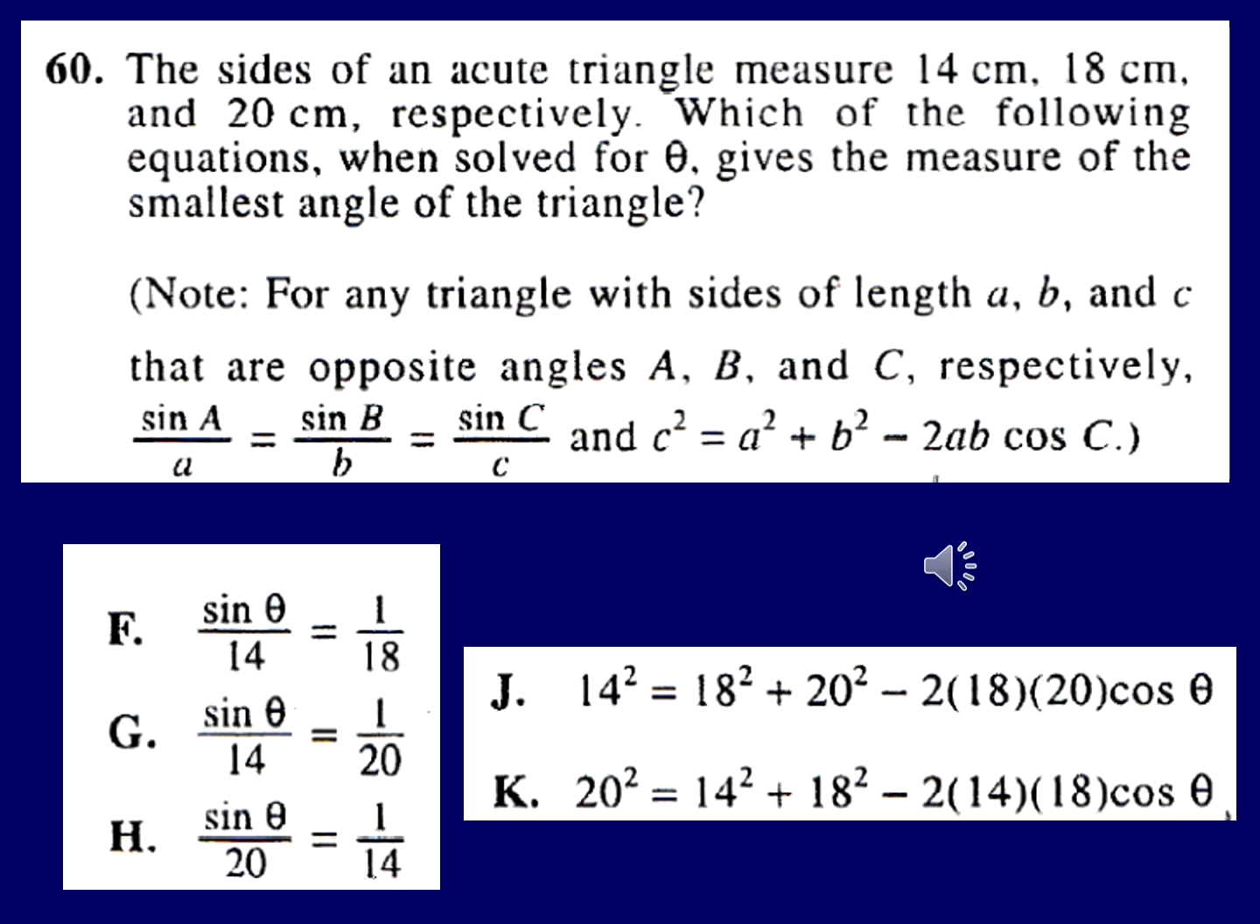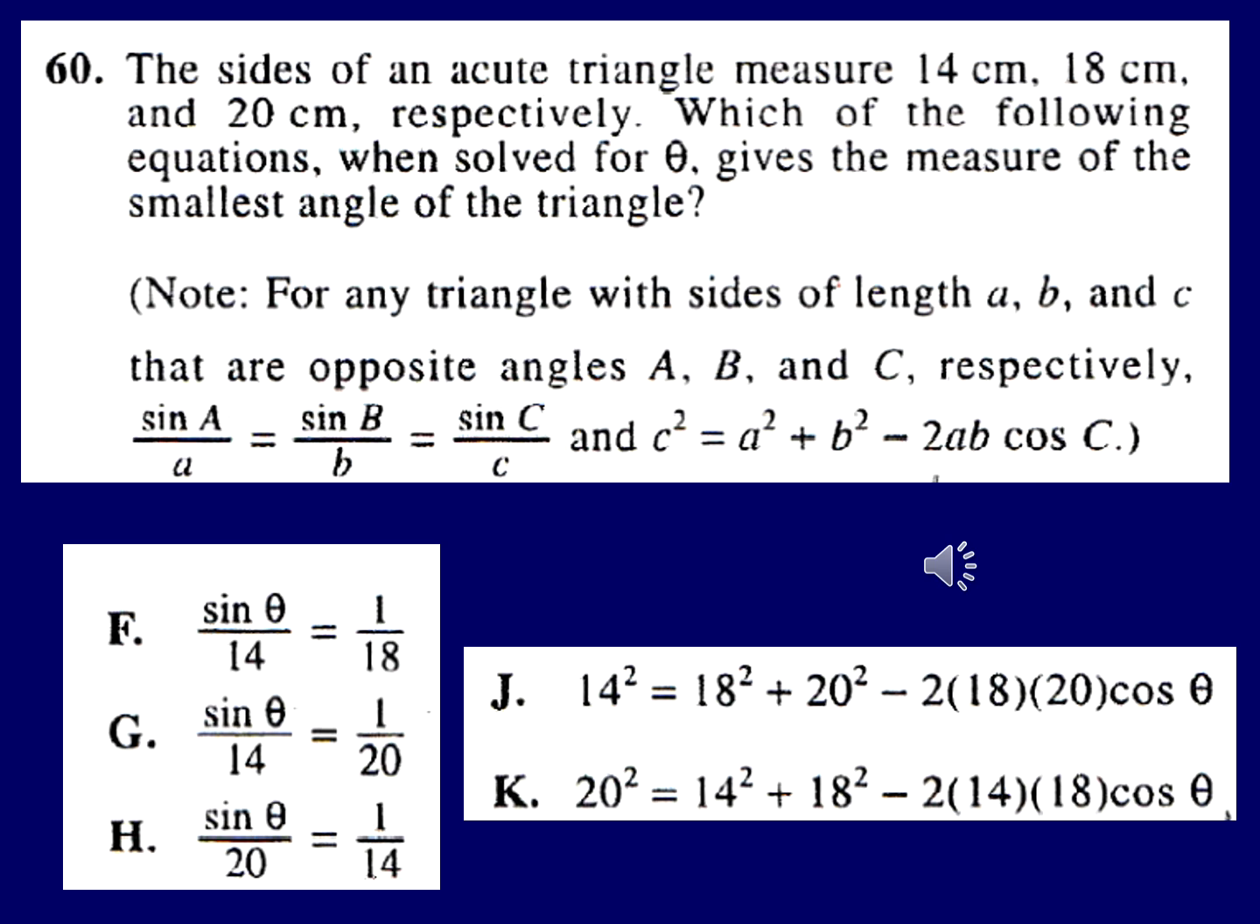And finally, we make it to the very last problem. Number 60, the sides of an acute triangle measure 14, 18, and 20 centimeters respectively. Which of the following equations, when solved for theta, gives the measure of the smallest angle of the triangle? And then it says, note that for any triangle with side lengths A, B, and C, and opposite angles A, B, and C respectively, you have rules that you should know of as the law of sines and the law of cosines. And our choices, 3 of them have law of sines, 2 of them have law of cosines.